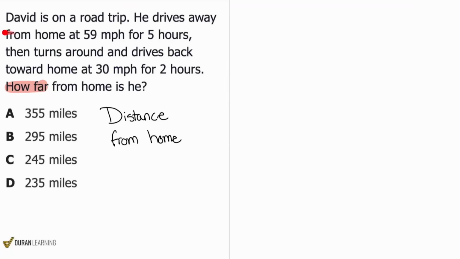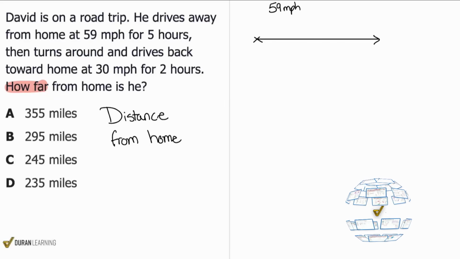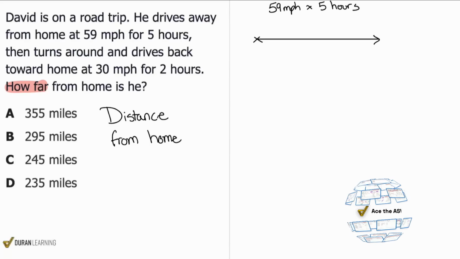He drives away from home at 59 miles per hour for 5 hours. So let me go ahead and just show you this. Let's say David starts here. David goes in this direction at 59 miles per hour for 5 hours. And we can find the distance by multiplying rate times time. But here's the big detail.